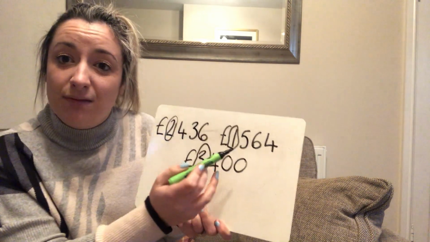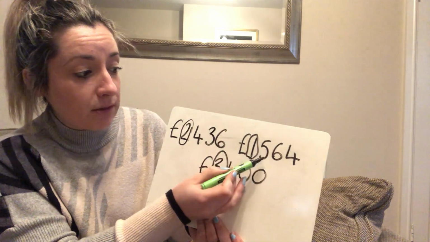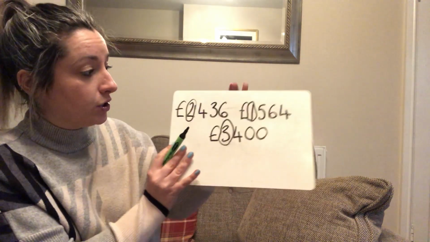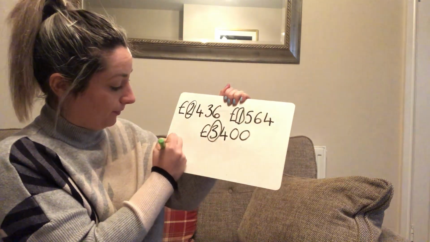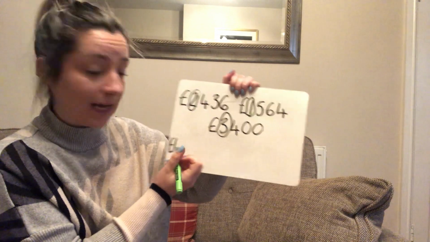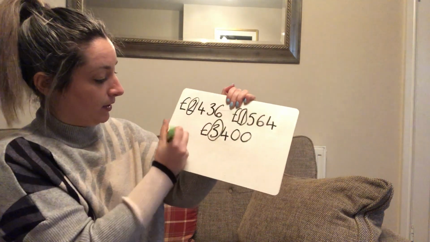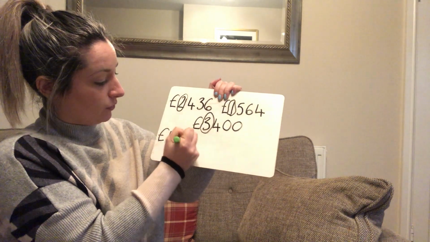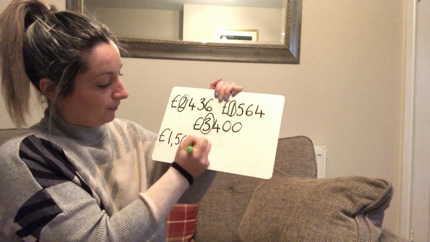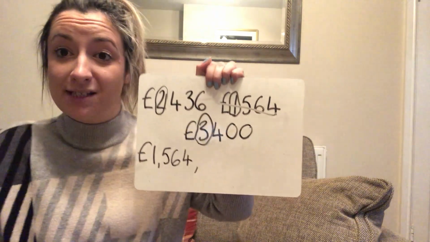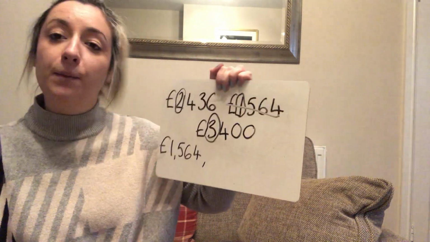£1,564. Well, it's going to be 1,564 pounds because we've got the pound sign in front. So I'm going to write that down. £1,564, don't forget your pound sign. I almost forgot my pound sign. Let's do it again. £1,564. Cross them off once you've done it so you don't repeat the same amount again. And then we need to be moving up.